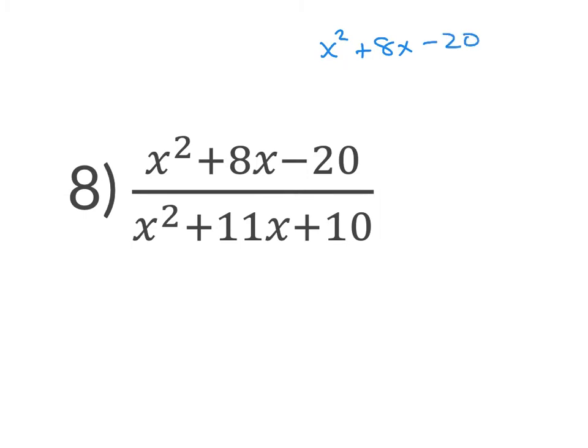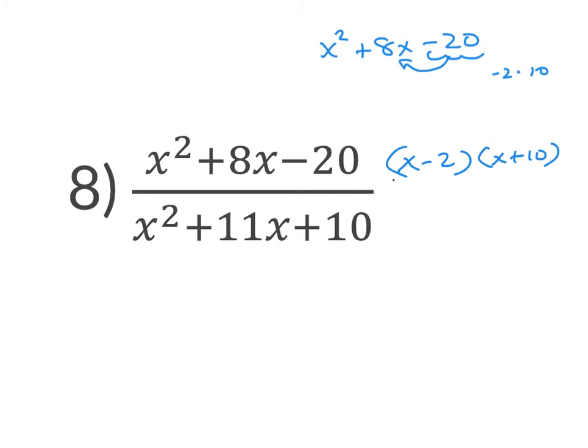So I'm looking for two numbers that will multiply to give me negative 20, but who will add to give me positive 8. And those two factors are going to be negative 2 times positive 10. So x minus 2, x plus 10. And you should FOIL it. Once you think you found the factors, FOIL it. Make sure that it does work.